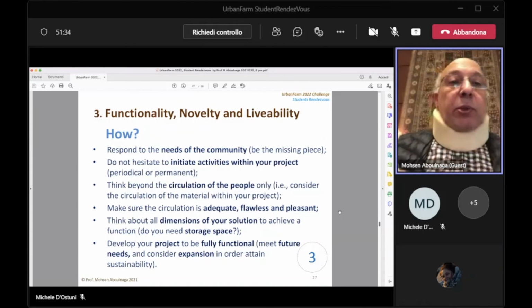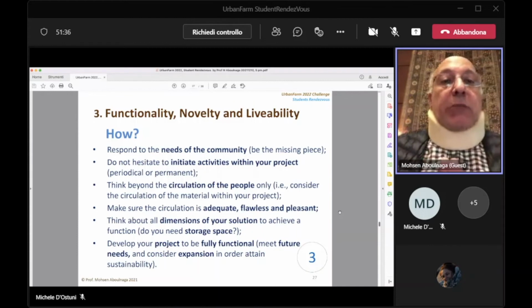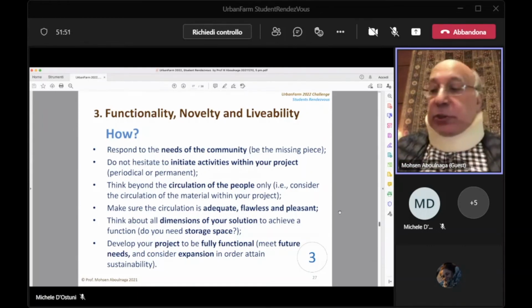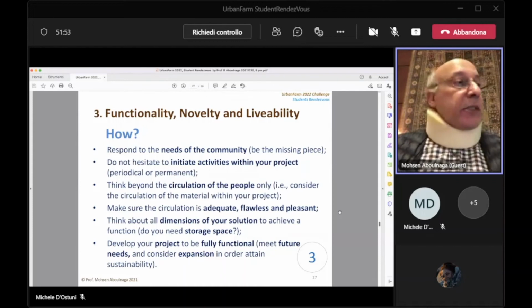Make sure that your circulation is adequate, flawless, and pleasant throughout the whole project, whether indoor or outdoor. Also think about all dimensions of your solution. To achieve function, do you need storage space? Think about that also for future expansion. Develop the project to be fully functional, meet future needs, and consider expansion to attain sustainability.